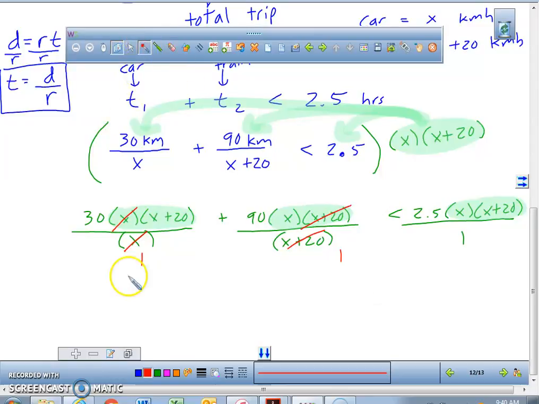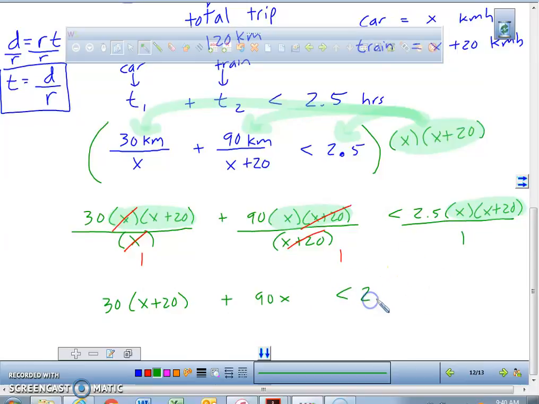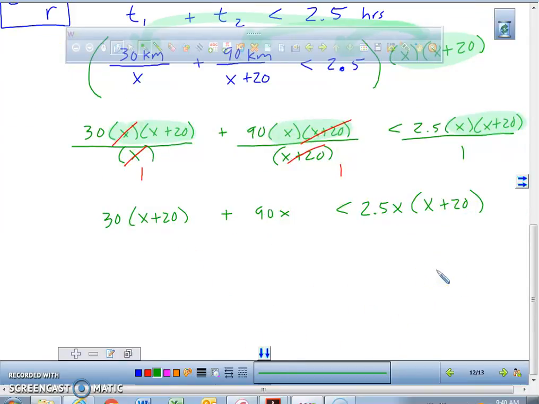Okay? So what do we have left? We have a 30 times an x plus 20. Here we have a 90 times an x. And here, it's slightly more difficult, I'm going to say we have 2.5 times an x times an x plus 20. And notice, I'm not going to put over 1 now, because that's the reason why we had to do that, cancel all those variables out. So write this right here on your paper, and then we'll go from here. Here's our inequality sign that we have to worry about.